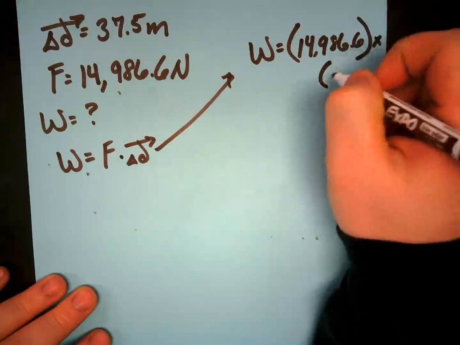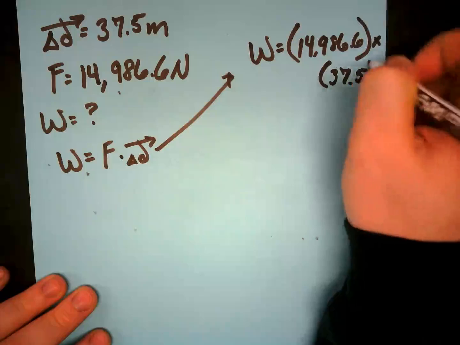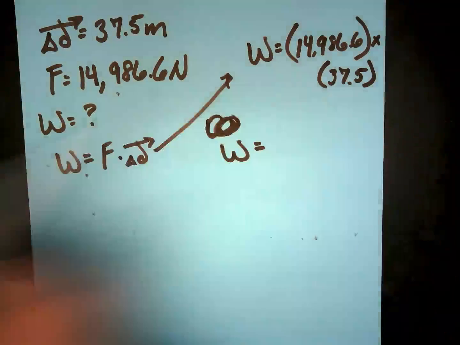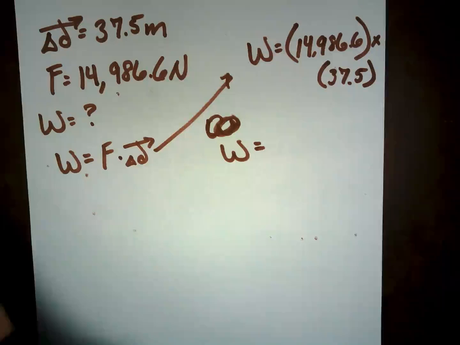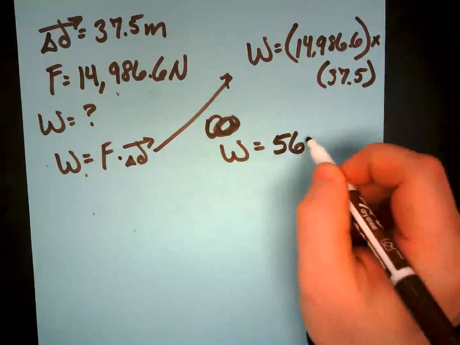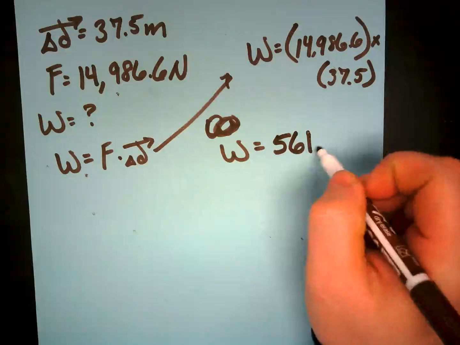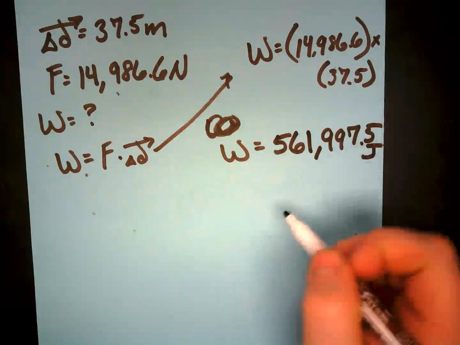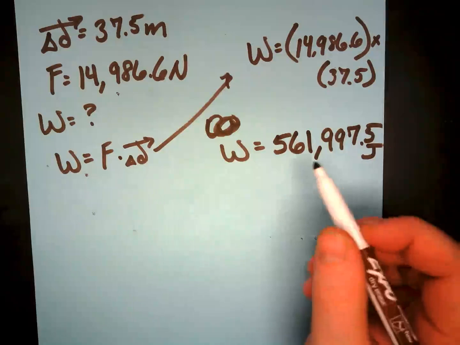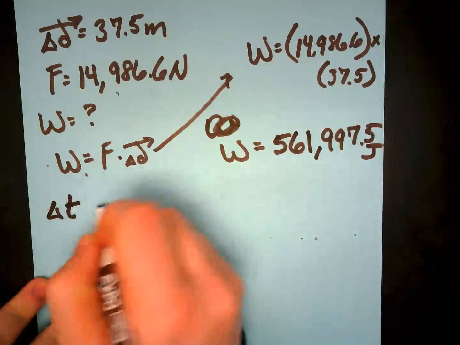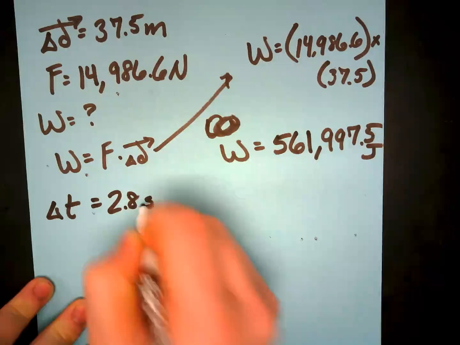So times 37.5. So we then have 14,986.6 times 37.5. We've expended 561,997.5 joules worth of energy. And now we've got to convert that to wattage. So remember, the amount of time this happens in is 2.8 seconds.